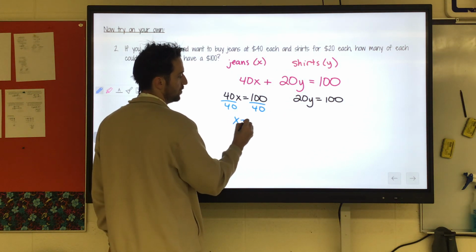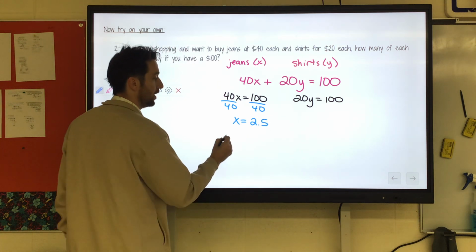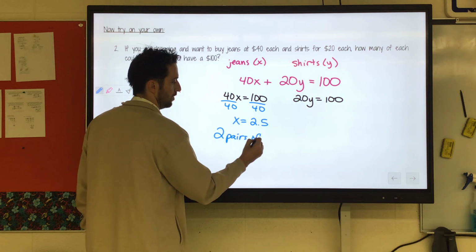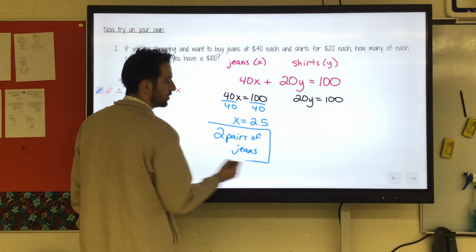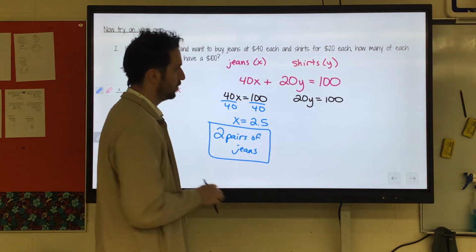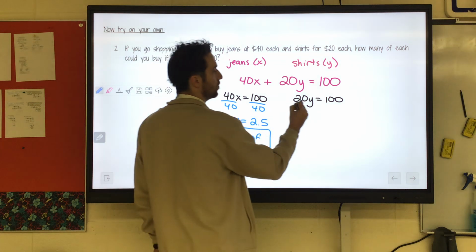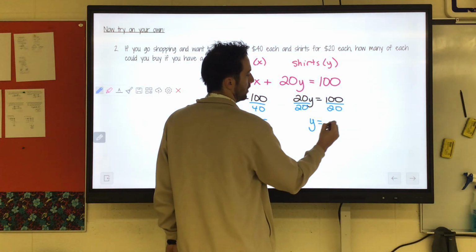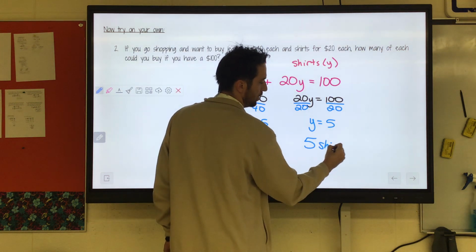Are you going to buy 2.5 pairs of jeans? No. So you could buy 2 pairs of jeans, because that would get you up to $80. So if you're just buying jeans, 2 pairs. The shirts are 20 each, so if you divide by 20, you get 5, right on the money. So you could get 5 shirts.